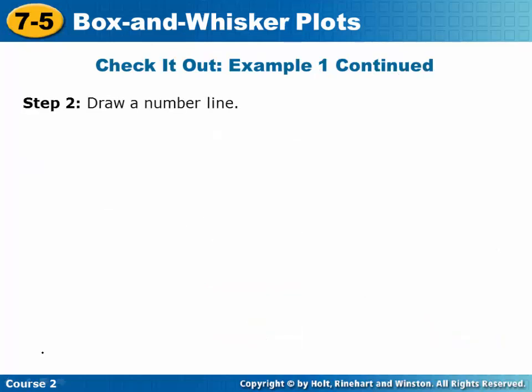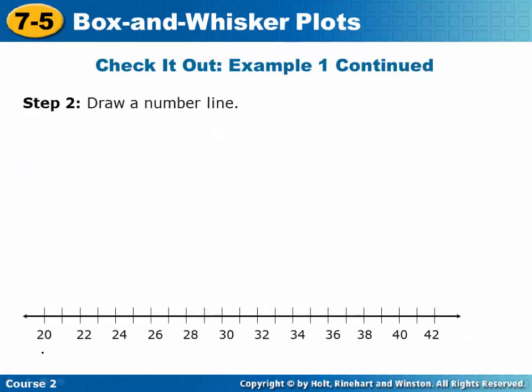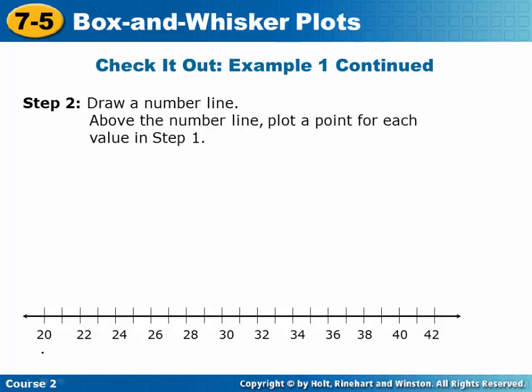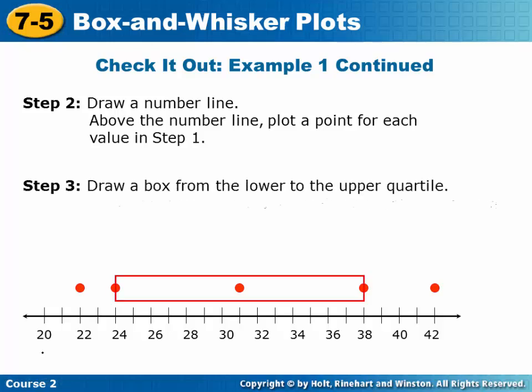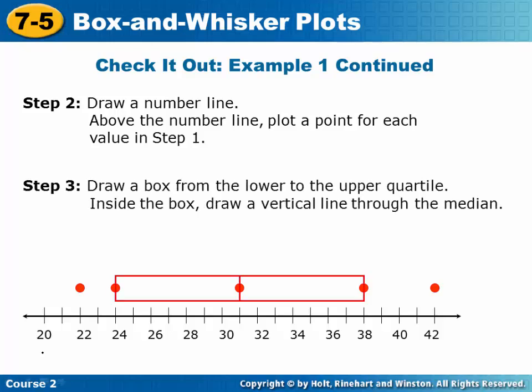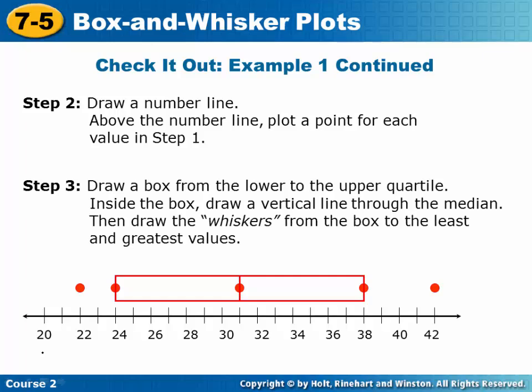And now we're ready to draw our number line, put our numbers on it. Again, they stepped by 2, even though each line is worth 1. And they put each of their points on there. Connected the middle 3 with a box. Drew the line for the median if it wasn't already drawn. And then extended from the box to the endpoints to make the whiskers. So your graph should have looked something like this.